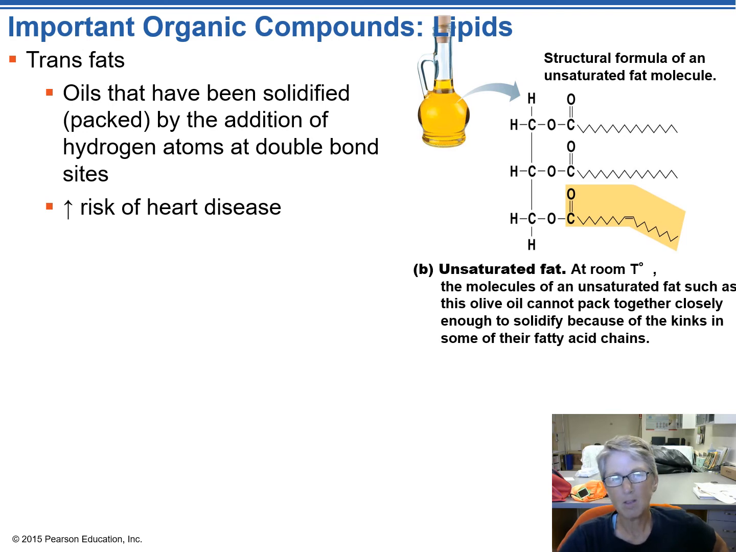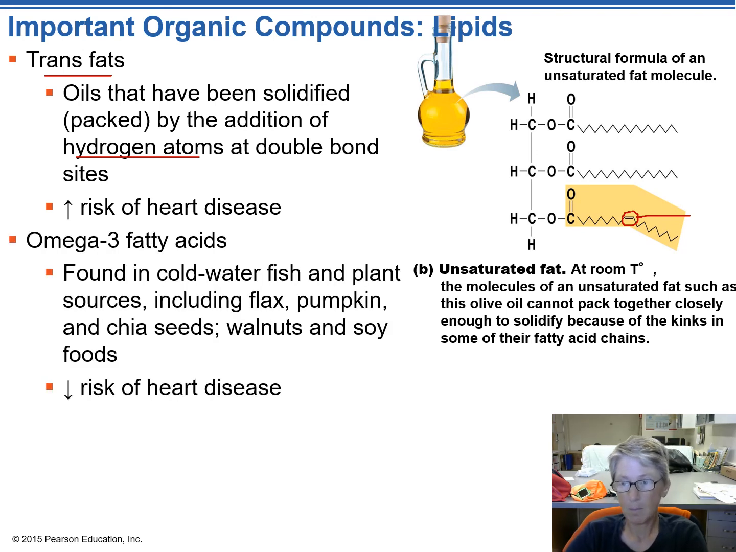You've probably heard of trans fats. Those are oils that have been solidified by the addition of hydrogen atoms at the double bond. So they took, if they're trans fats, then you can chemically add some hydrogens here and get rid of that double bond, make this tail go straight out, and then you can get a solid fat. They're not so good for you, I guess. They increase the risk of heart disease. I'm not sure how, molecularly how, but there is a correlation between trans fats and heart disease.